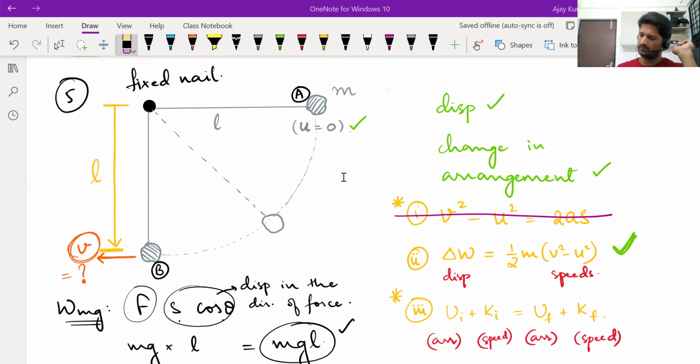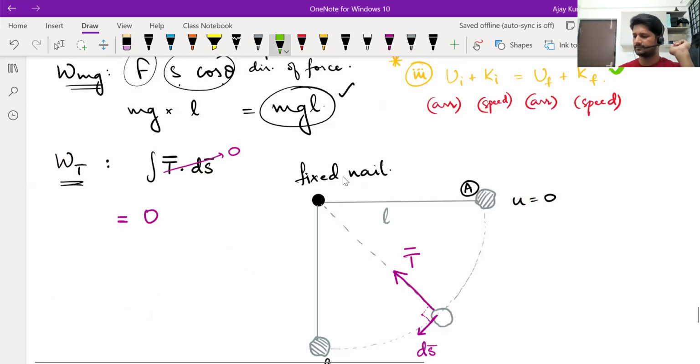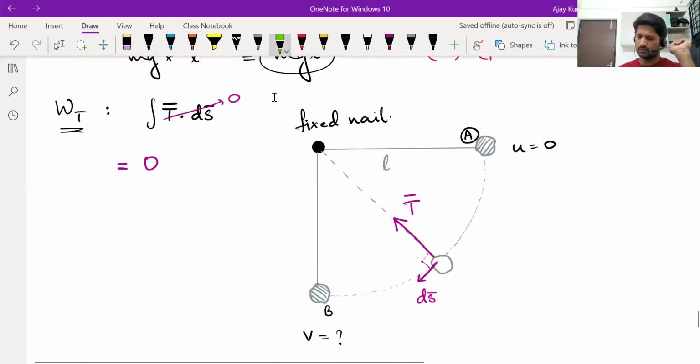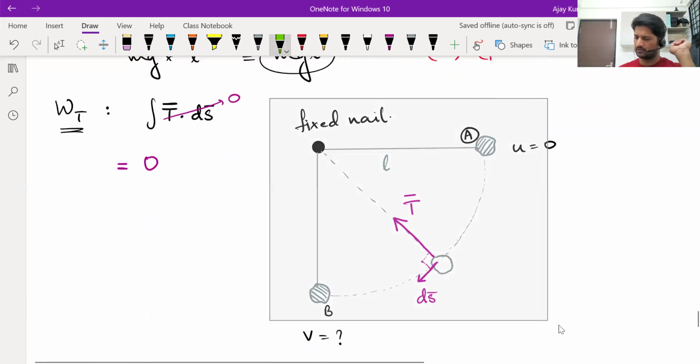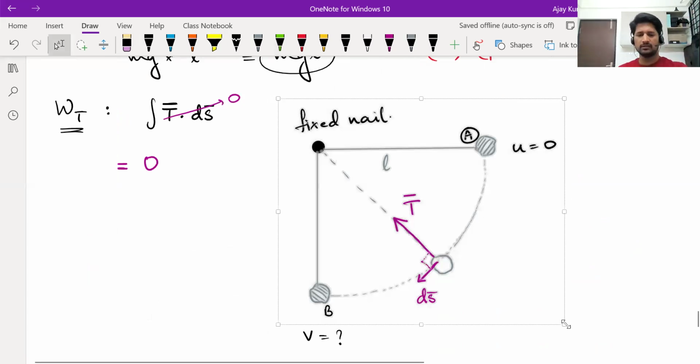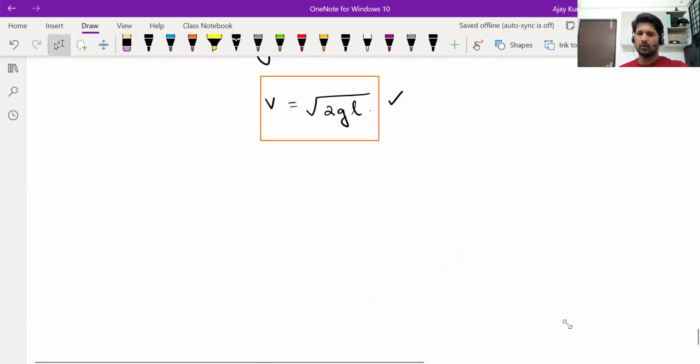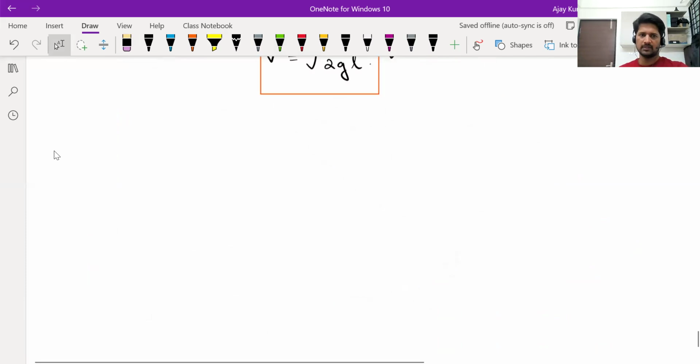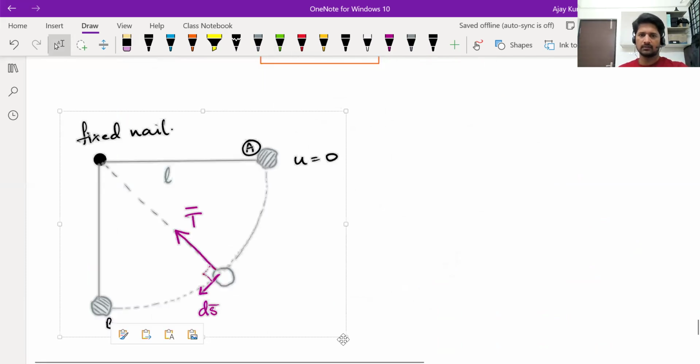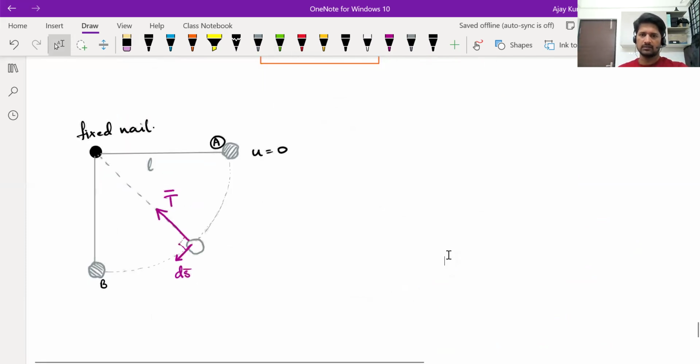Conservative. So this method is also applicable. Let's try this. Okay, let's solve it this way also, using mechanical energy conservation. The conservative force involved here is only weight, so gravitational potential energy should be considered. Let's do that.